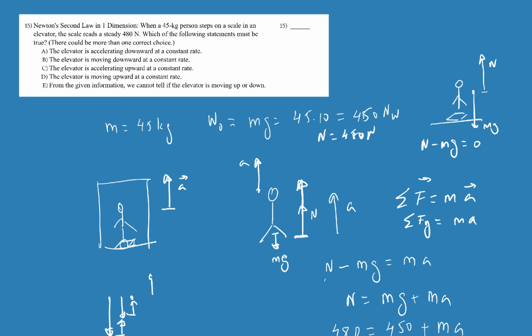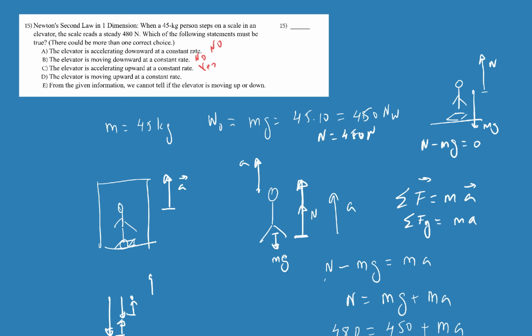The elevator is accelerating downwards at constant rate. If it's accelerating downwards, the normal force will be smaller, and it has to be upward. The elevator is moving downwards at constant rate. So, no. So this is no, no. The elevator is accelerating upward at constant rate. Yes, it's accelerating upward at constant rate.